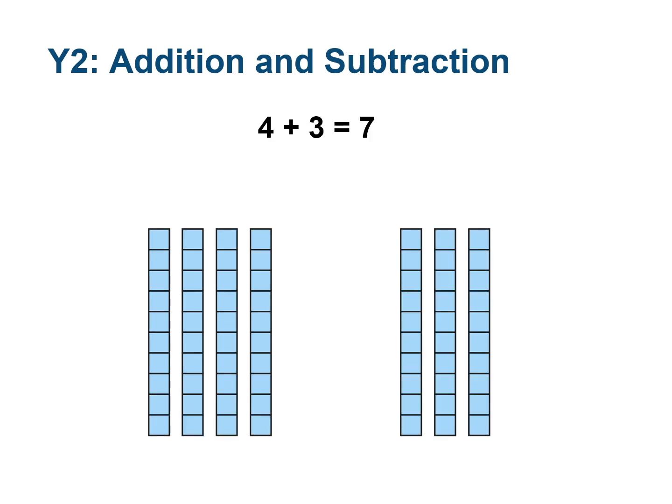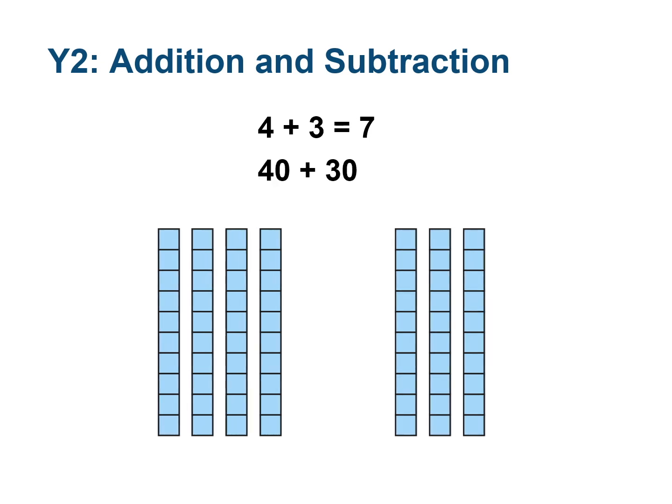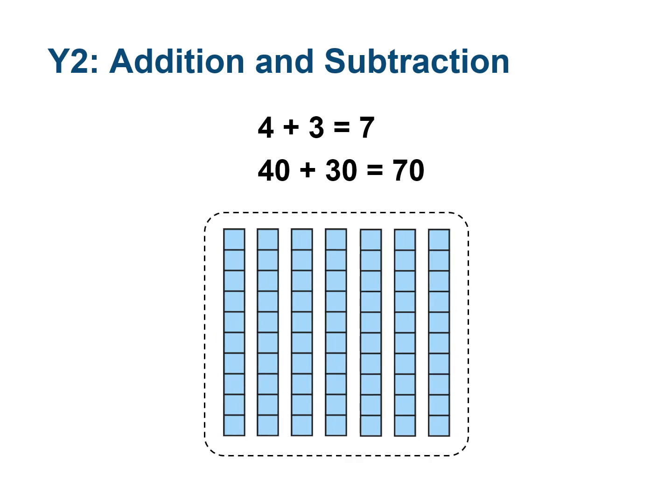Pupils must learn to use this knowledge to solve addition and subtraction of two-digit numbers. Pupils can use the knowledge that 4 plus 3 is equal to 7 to solve calculations like 40 plus 30 is equal to 70.